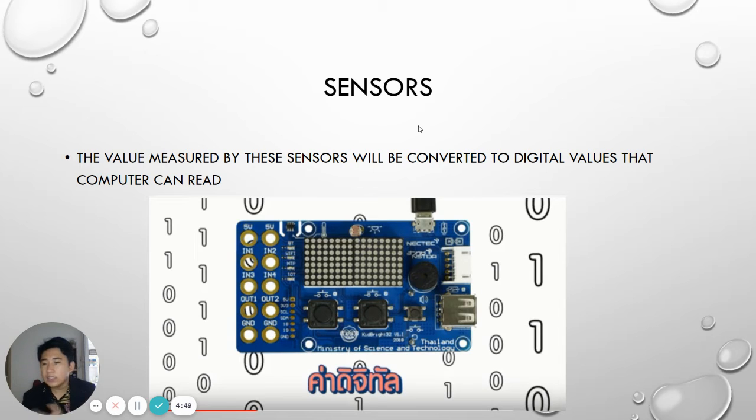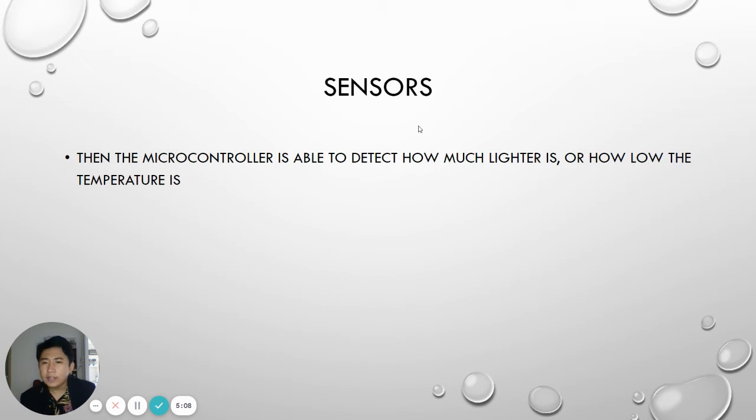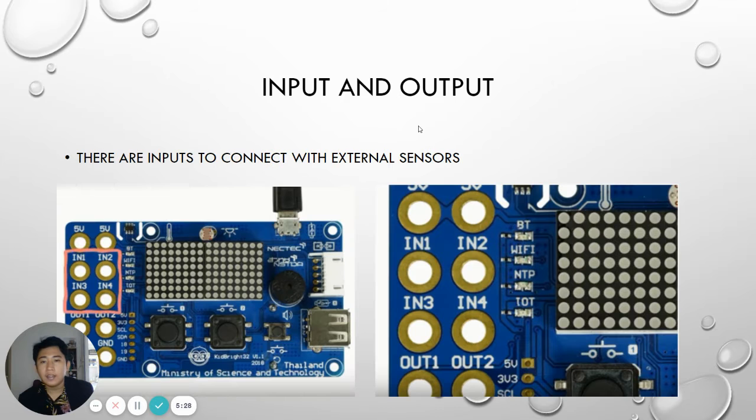So all the values that the temperature and light sensors measured will be converted into digital values that this KidBright board can understand. And the microcontroller is able to detect how much light there is or how low the temperature is. So that's for the sensors. Using this KidBright board, we can measure if the temperature is low or high, or the light is low or high.